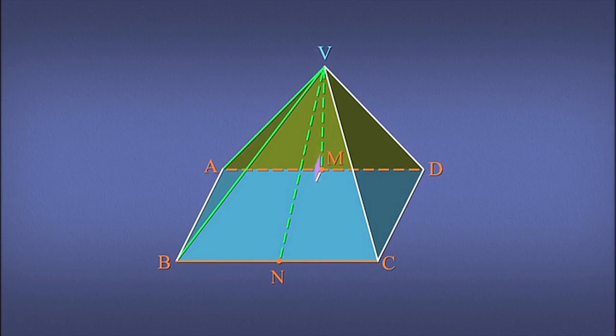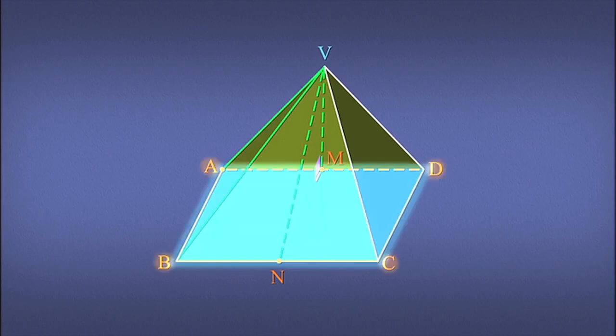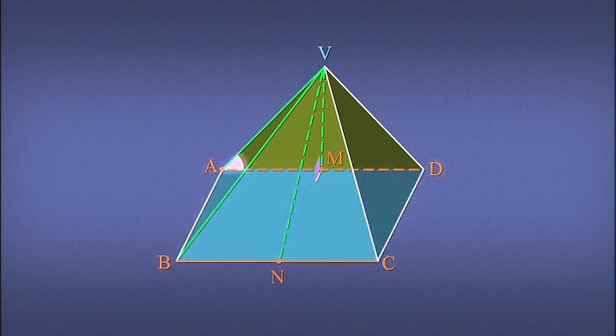Since VM is perpendicular to the plane ABCD, point A is the point of intersection between the line VA and the plane ABCD. AM is the projection of VA on the plane ABCD. Angle VAM is the required angle between straight line VA and the plane ABCD. Point B is the point of intersection between the straight line VB and the plane ABCD. BM is the projection of VB on the plane. Angle VBM is the required angle between the straight line VB and the plane ABCD.